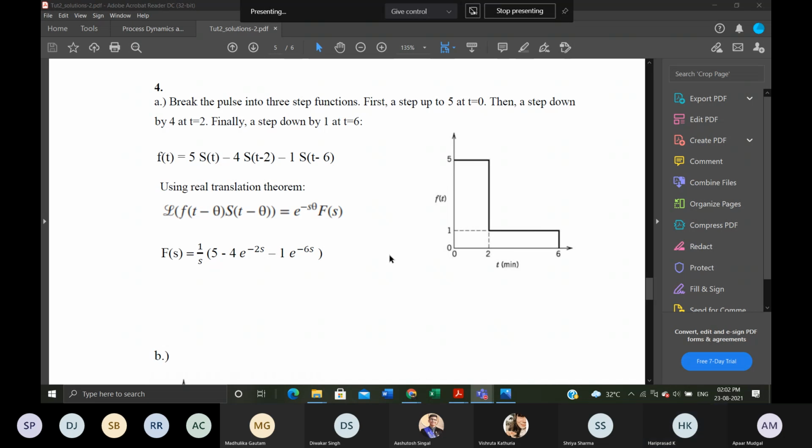So you might encounter similar problems. The take-home message is that if you have non-standard functions, how do you split them into standard form? This is something that you also need to learn.